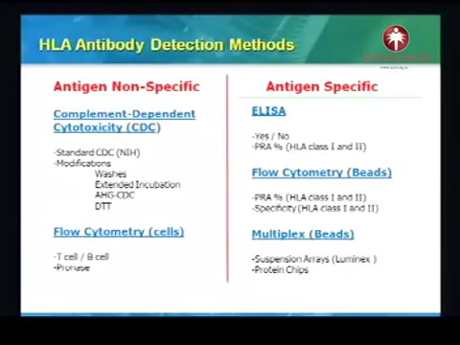There is more than one method for detecting anti-HLA antibodies. Some of them are antigen non-specific, like complement-dependent cytotoxicity, or flow cytometry using cells. Some of the tests are antigen specific, like ELISA, flow cytometry using beads, or multiplex beads, which is mainly the Luminex technology. Each technique has its own advantages and disadvantages. The one Maha and Dr. Mishari mentioned was the CDC, and there are various variations of the basic CDC, sometimes called standard CDC, or the NIH, which is the National Institutes of Health.